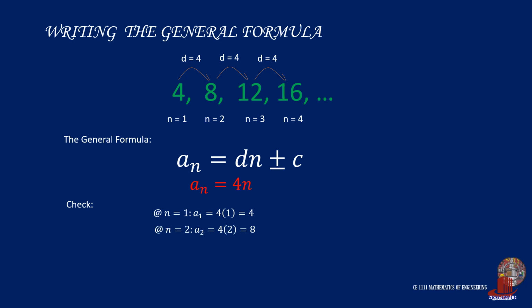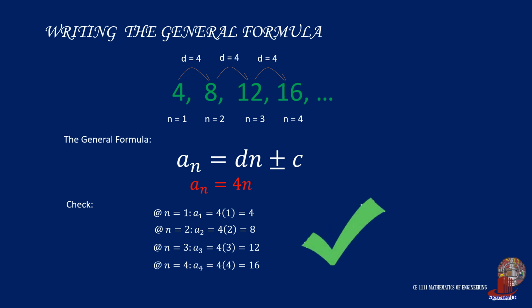At n equal to 2, A2 is 4 times 2, which is 8. At n equal to 3, A3 is 4 times 3, yielding 12. Then, at n equal to 4, A4 is 4 times 4, which is 16. The results are as itemized in the sequence, so the rule is a sub n is equal to 4n.